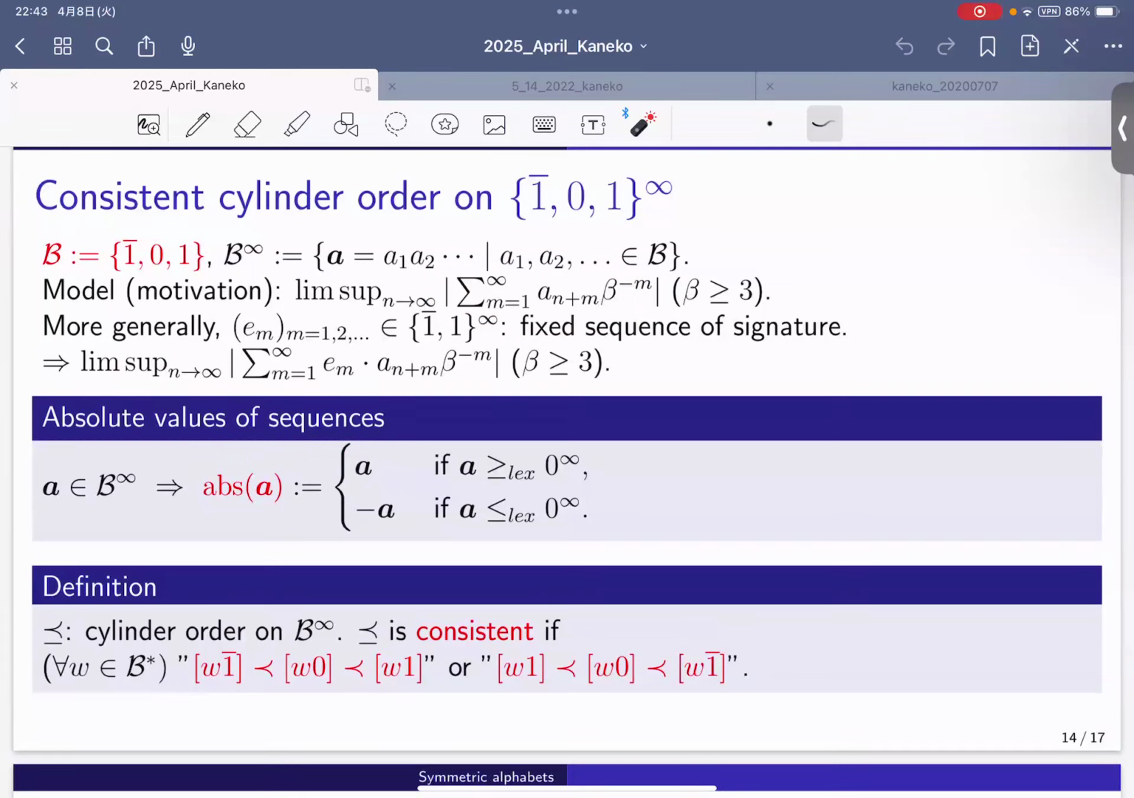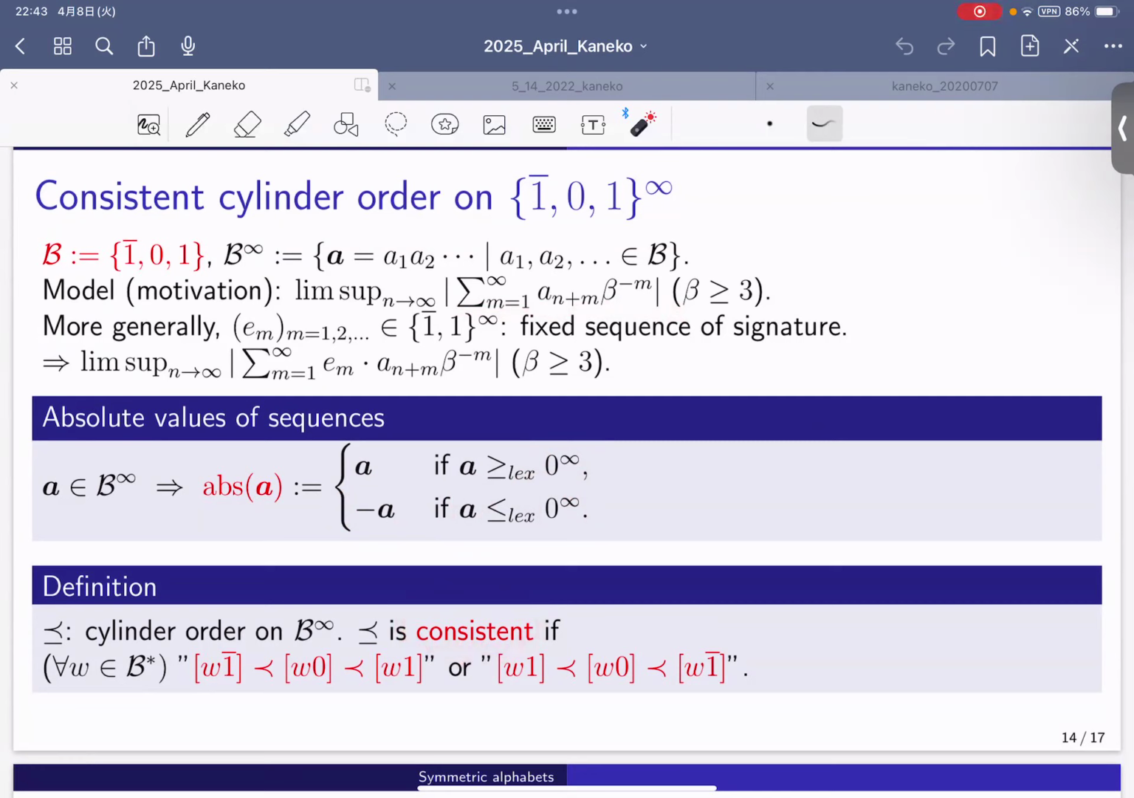So A comes from -1 or 0 or 1. So the absolute value of A is A if A is lexicographically greater than or equal to 0 infinite. And the absolute value is -A if A is lexicographically less than or equal to 0 infinite. So because of this motivation, we consider a simpler case.